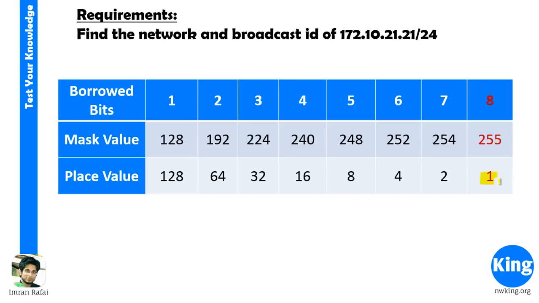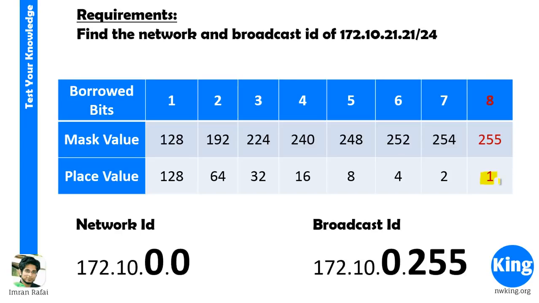We know this, 172.10.0.0, like you see here, and the broadcast ID is 0.255. How did I get 0.255? It is nothing but I know the next network ID is going to be 172.10.1.0 because we are adding 1 to the 3rd octet.